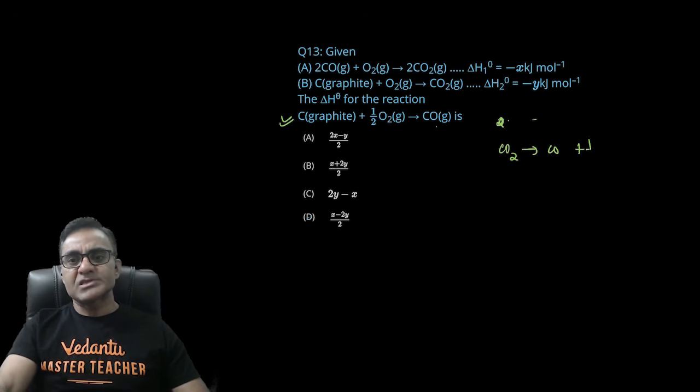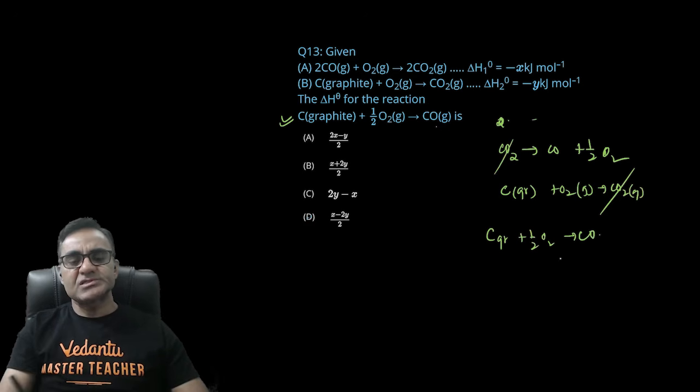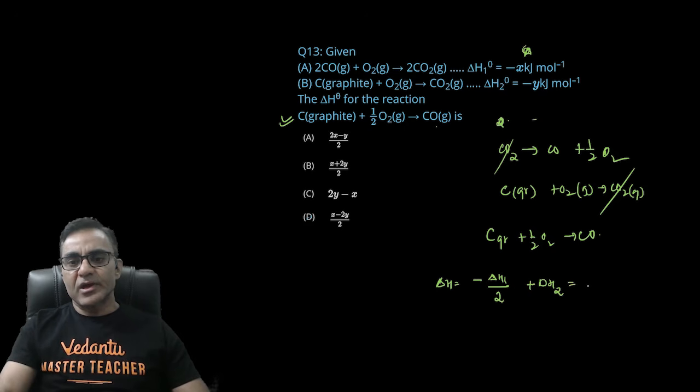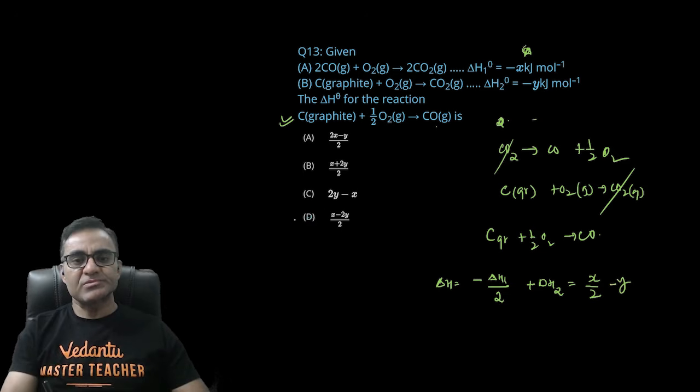लाइक अगर मैं 2 से डिवाइड कर दूं तो फर्स्ट रिएक्शन आपकी हो जाएगी CO2 चेंजिंग इनटू CO प्लस हाफ O2, राइट। और इसको अगर मैं सेकेंड रिएक्शन में ऐड कर दूं C ग्रेफाइट प्लस O2 गैस चेंजिंग इनटू CO2 गैस, राइट। तो ये CO2 कैंसिल हो गया, C ग्रेफाइट प्लस हाफ O2 चेंजिंग इनटू CO, ये रिएक्शन आ गई। ऑलराइट, तो डेल्टा H ऑफ दिस रिएक्शन इज इक्वल टू माइनस डेल्टा H1/2, फर्स्ट रिएक्शन का डेल्टा H1 मान लिया, दिया हुआ एक्चुअली, और ऐड किया है तो प्लस डेल्टा H2। तो डेल्टा H1 हो गया आपका x/2, माइनस साइन भी ले लिया मैंने, इनकॉर्पोरेट कर लिया, और डेल्टा H2 है -y, तो (x minus 2y)/2, D is going to be the right answer of this question. All right.